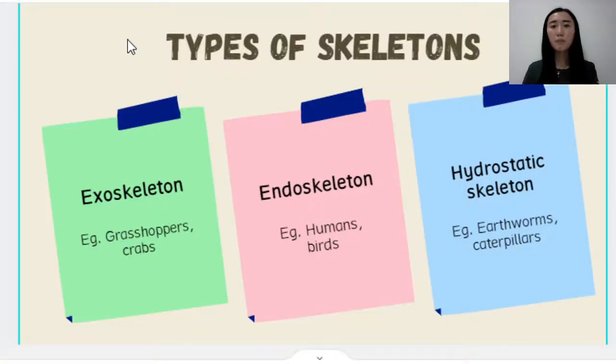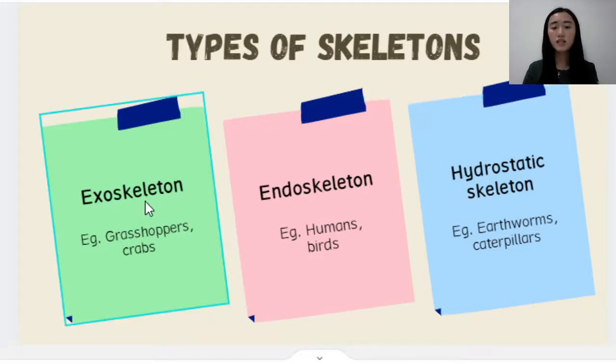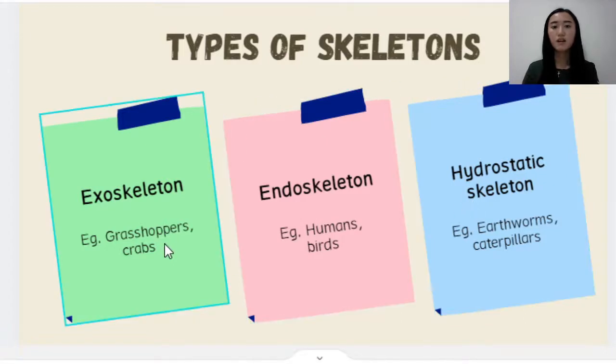Skeletal system is very important for support and for our movement. There are 3 types of skeletons, namely exoskeleton, endoskeleton, and hydrostatic skeleton. Exoskeleton functions to maintain our body shape and protects our internal organs. Exoskeleton can be found in animals such as grasshoppers and crabs.